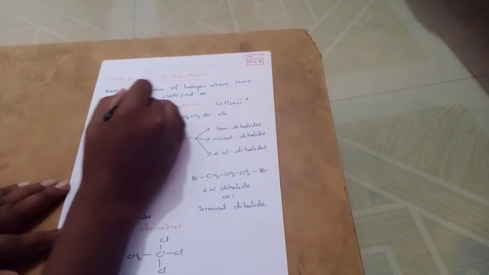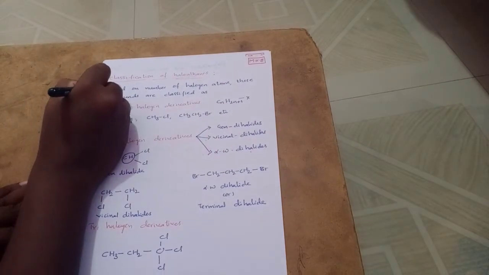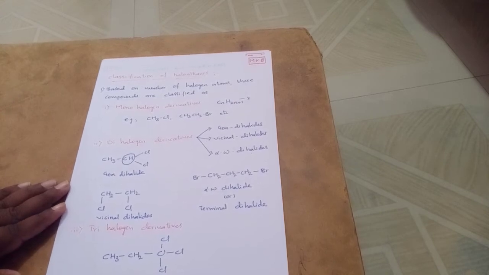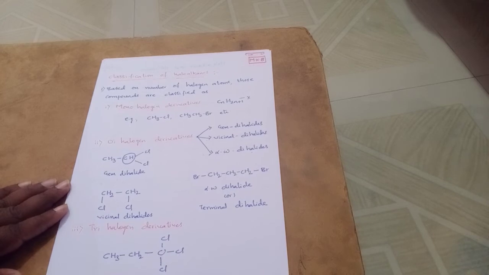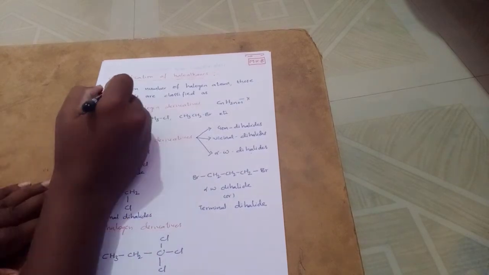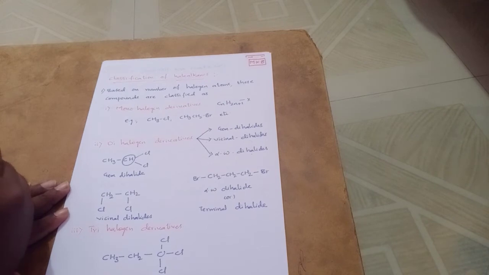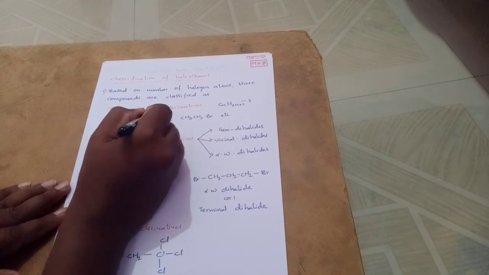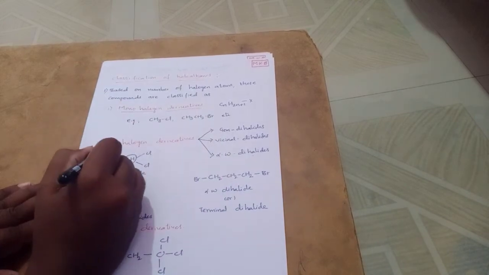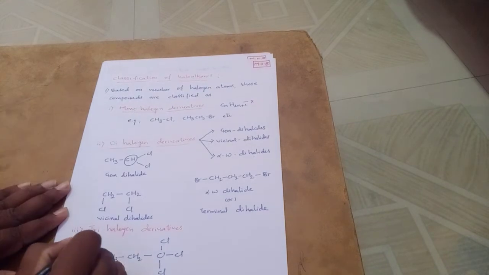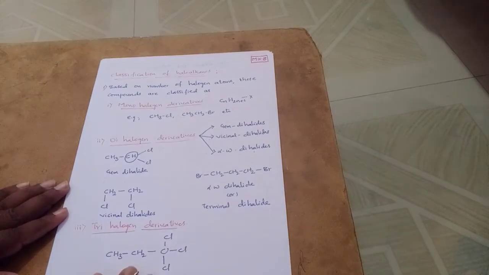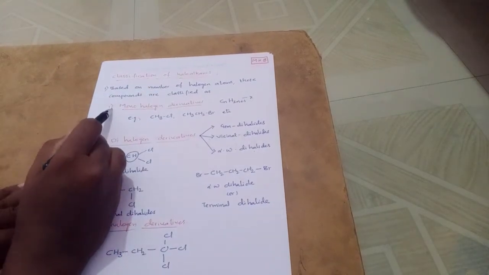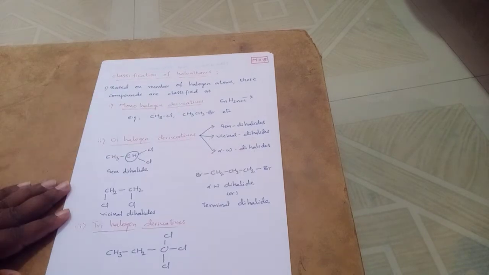haloalkanes. Classification of haloalkanes. The haloalkanes can be classified on different aspects here. Among those, based on the number of halogen atoms present, they are classified as monohalogen derivatives, dihalogen derivatives, trihalogen derivatives. So we will discuss one by one here. That is, the first one is monohalogen derivatives.